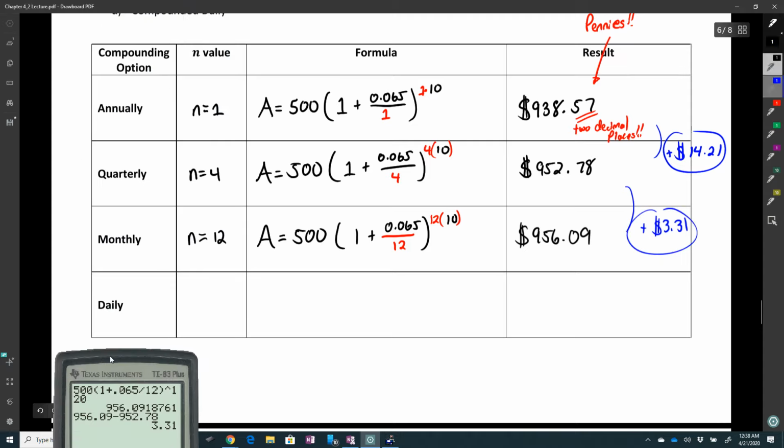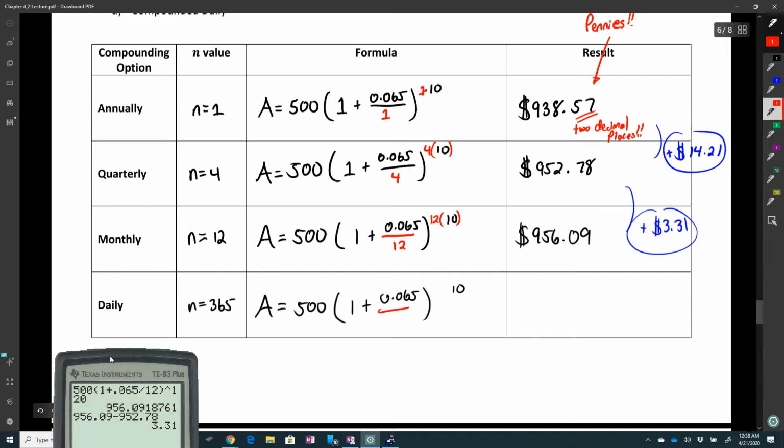Finally, if it was daily, what if you updated your account every single day? You think you would get a lot more, but again, just like before, it turns out that you don't get that much more. The main point here is noticing how I'm using the equation. I'm trying to show you that n appears twice in this equation.